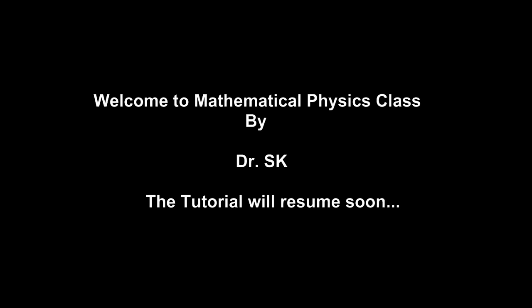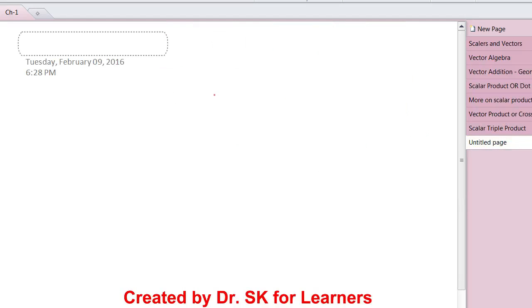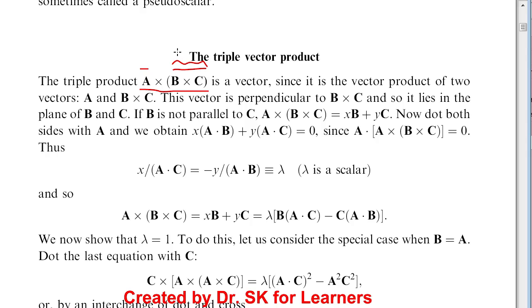See, let's go to the notebook where I can show you some of the stuff. Let's begin a new chapter here, and this chapter name is vector triple product, and we are learning this vector triple product using this book. And as I told you, it has to be three vector quantities multiplied using cross product. It cannot be a dot product because you are getting a vector output.